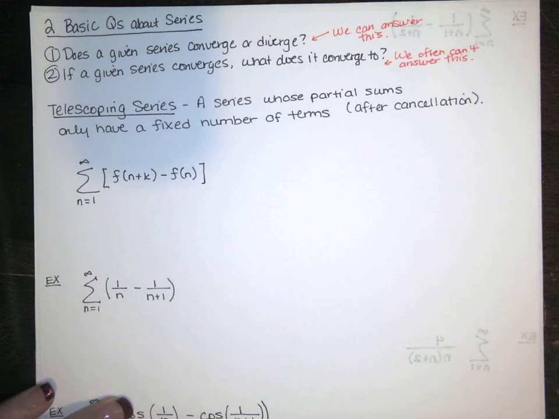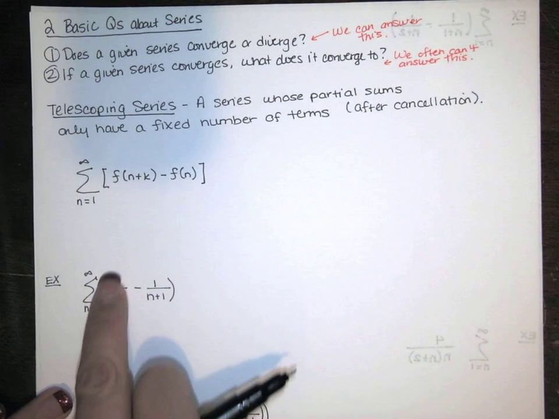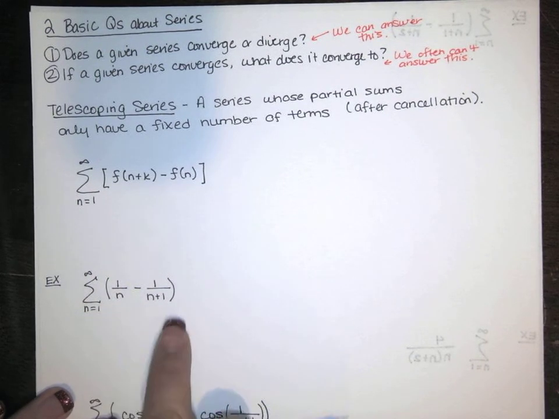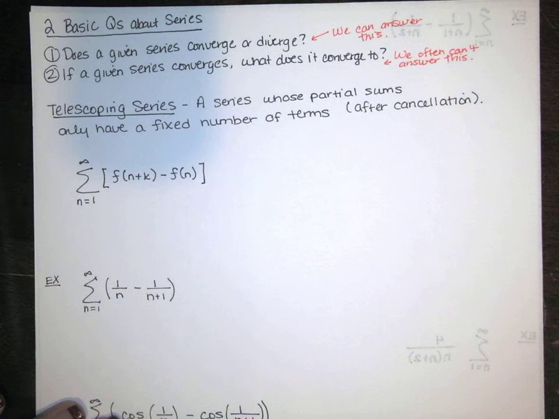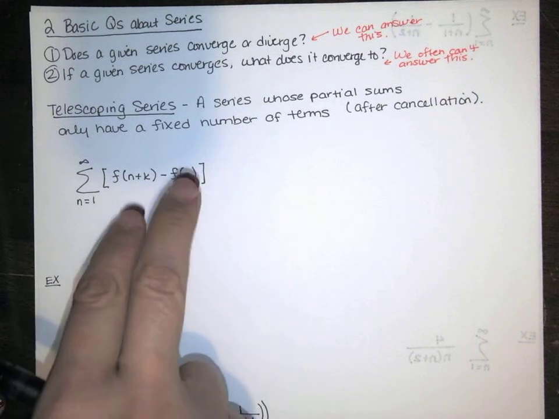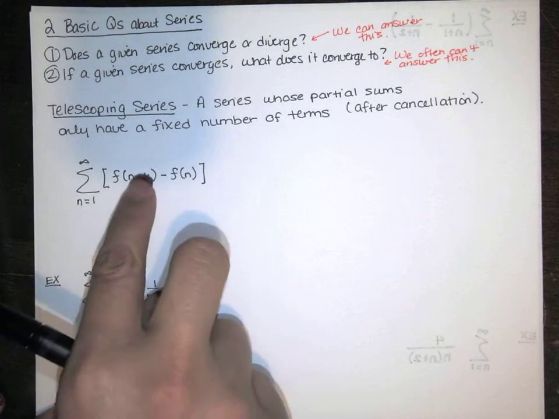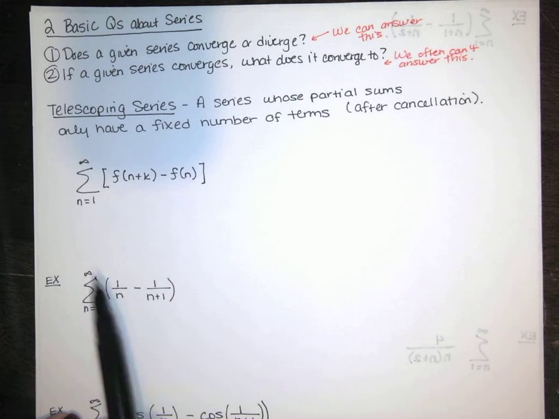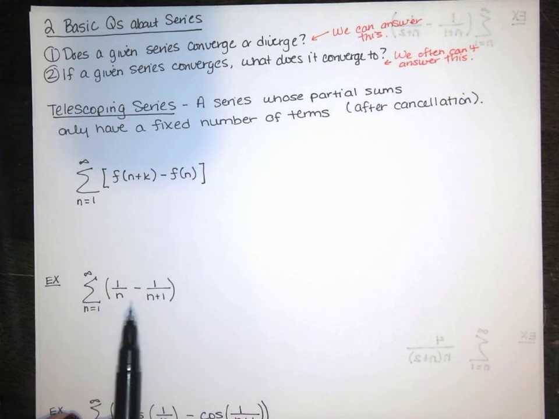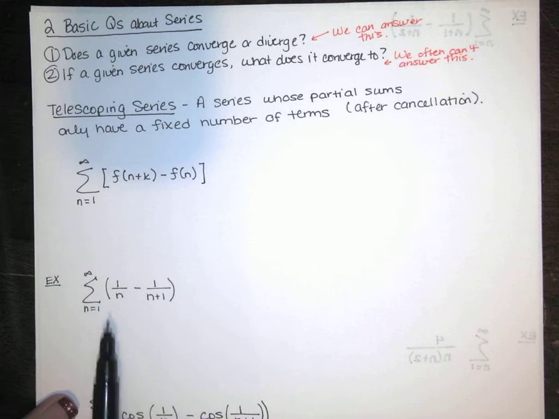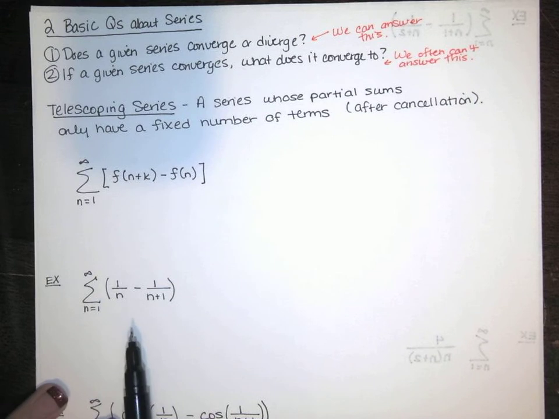So here's an example of a telescoping series. Notice that the form of 1 over n and the form of 1 over n plus 1 are very similar. I know these are in the reverse order from what you would expect from up there, but that's fine. You just need one of them to be positive, the other one to be negative, and one to be a function of n, and one to be a function of n plus a constant. And this is what we have.